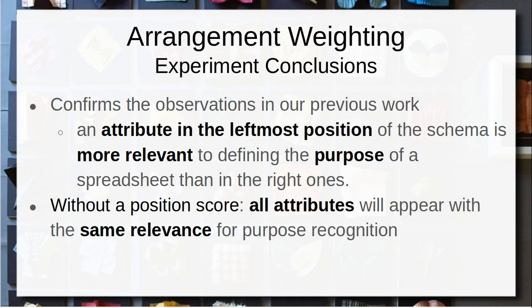So what we conclude from this experiment is that the arrangement weighting confirms the observations of our previous work, that an attribute of the leftmost position of the schema is more relevant to define the purpose of the spreadsheet than the right ones. So without these position scores, all attributes will appear the same for the machine, of the same relevance. So it was an important decision to weight them according to the position.